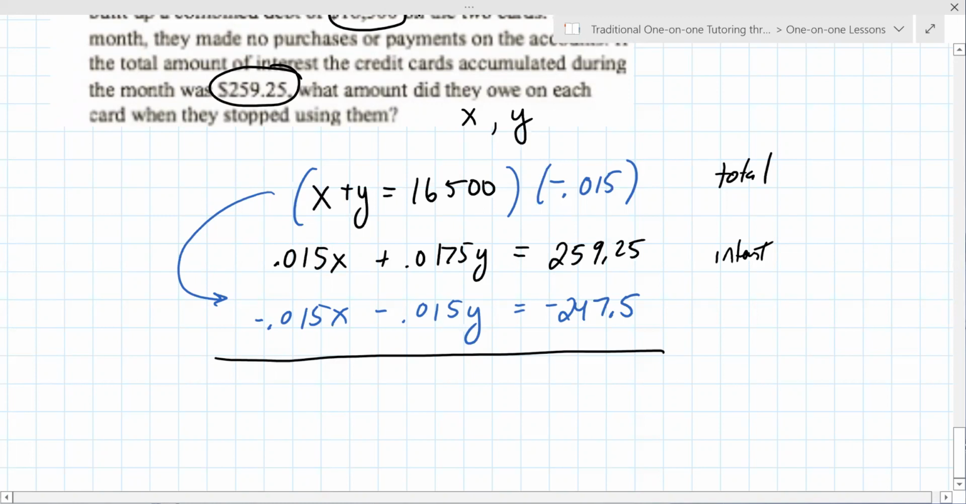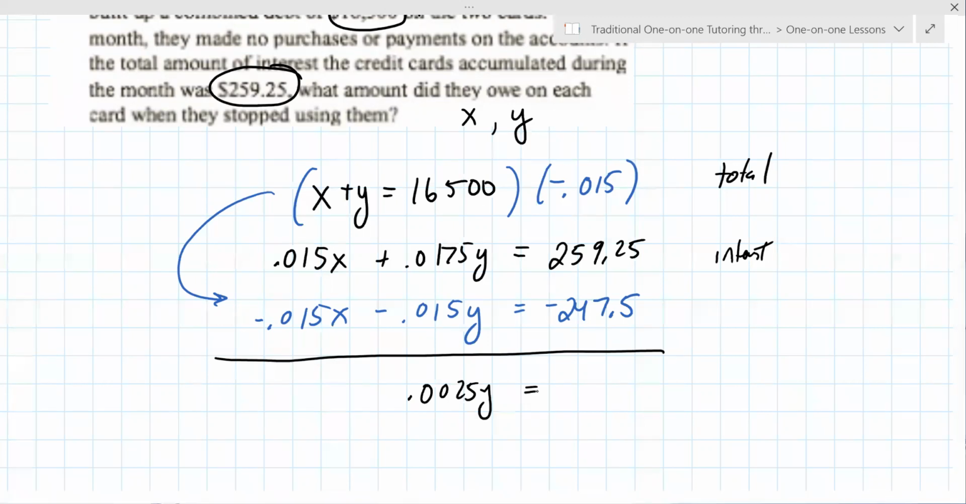So I got 0.0025 for y and 25y equals 23,450. Help me out here. What number is this first number? What do you see here?